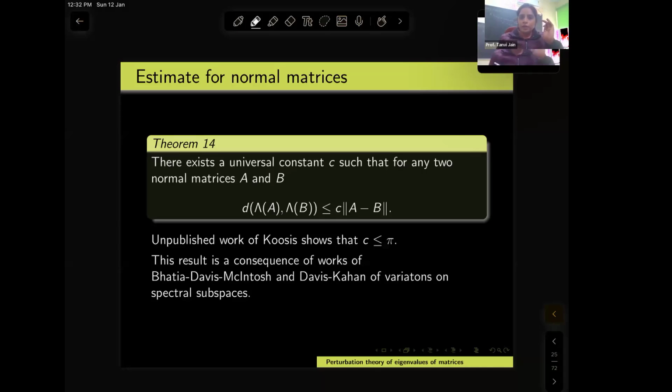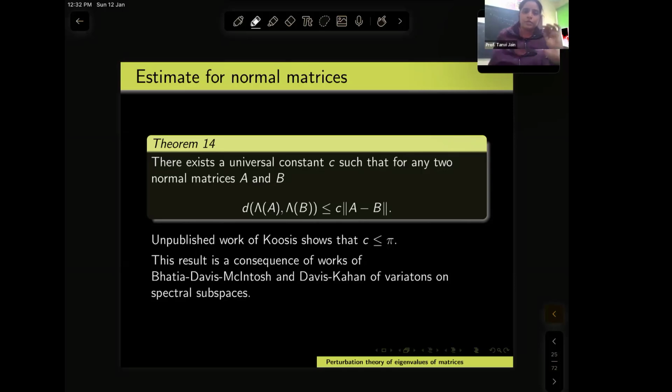The interesting thing is that one can actually have a universal constant C such that d(lambda(A), lambda(B)) for A and B n cross n normal matrices is independent of A, independent of B, independent of the dimension of A and B. So d(lambda(A), lambda(B)) is less than or equal to C times norm of A minus B. And so, an unpublished work of Kahan showed that, in fact, C will be less than pi.